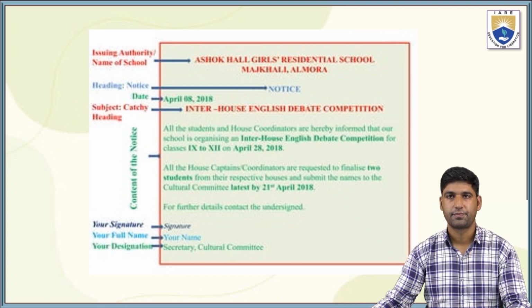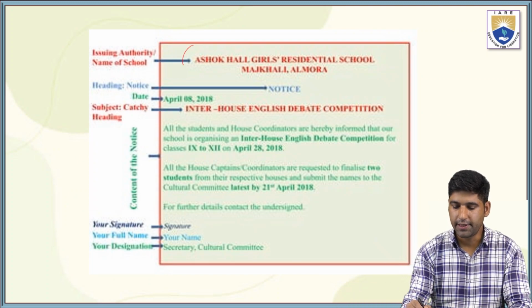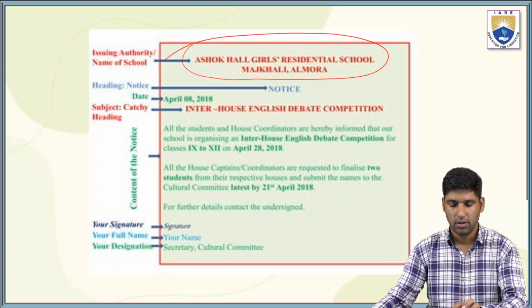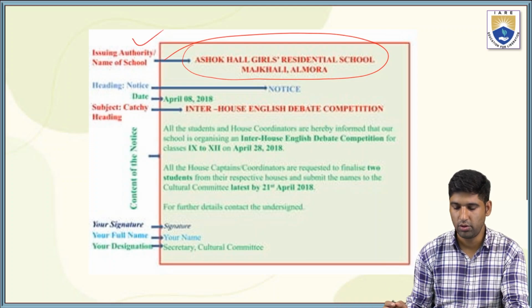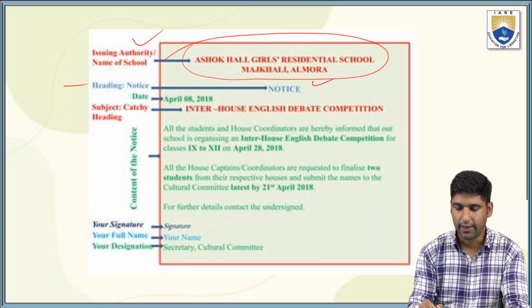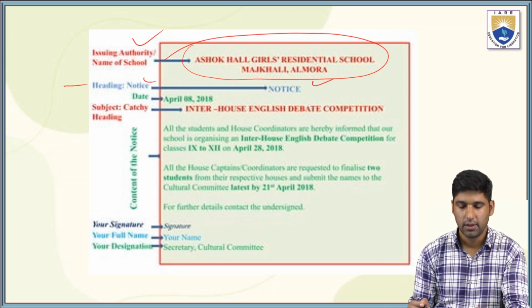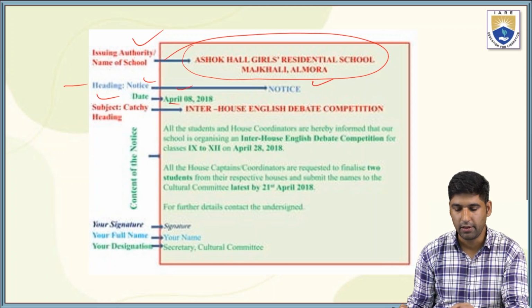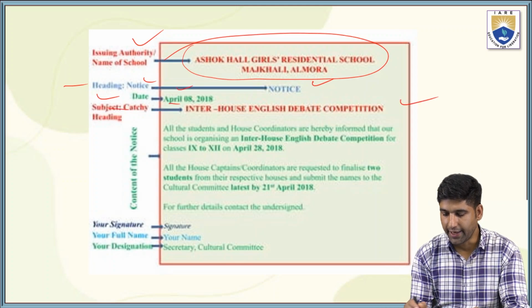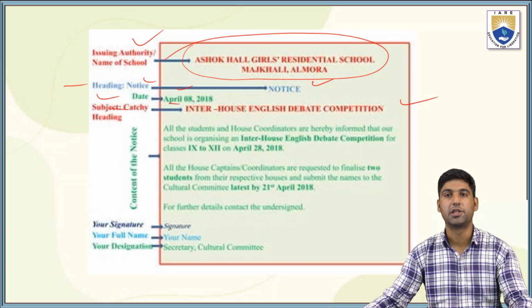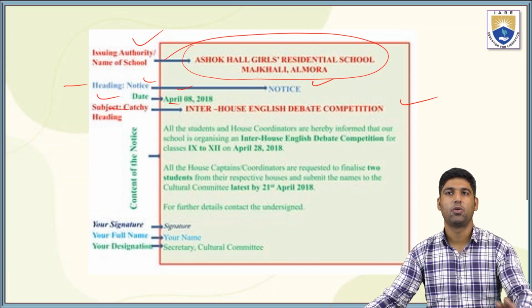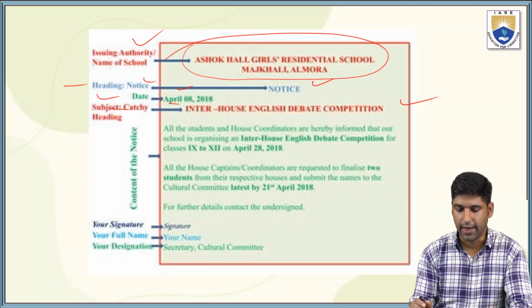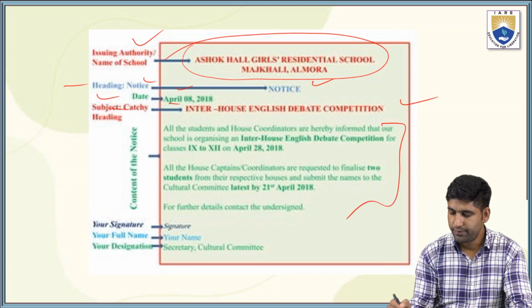Now see. At the top comes the name of the issuing agency, that is the name of the school. Issuing authority, name of school. Then comes notice, which we call the heading, notice. Then comes date, where we have the name of the month, April. Then subject, it's catchy. See, inter-house English debate competition. So the font is different, and you can use colors. This is the heading.